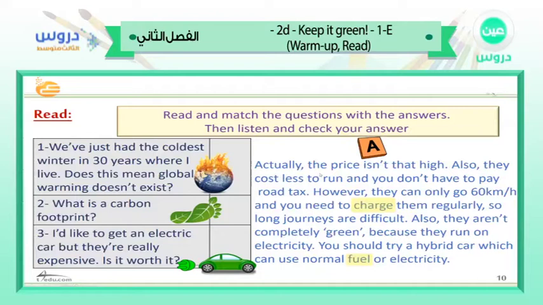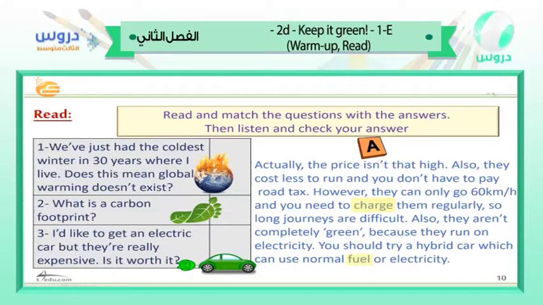Actually, the price isn't that high. Also, they cost less to run, and you don't have to pay road tax. However, they can only go 60 kilometers an hour, and you need to charge them regularly. So long journeys are difficult. Also, they aren't completely green, because they run on electricity. You should try a hybrid car, which can use normal fuel or electricity.